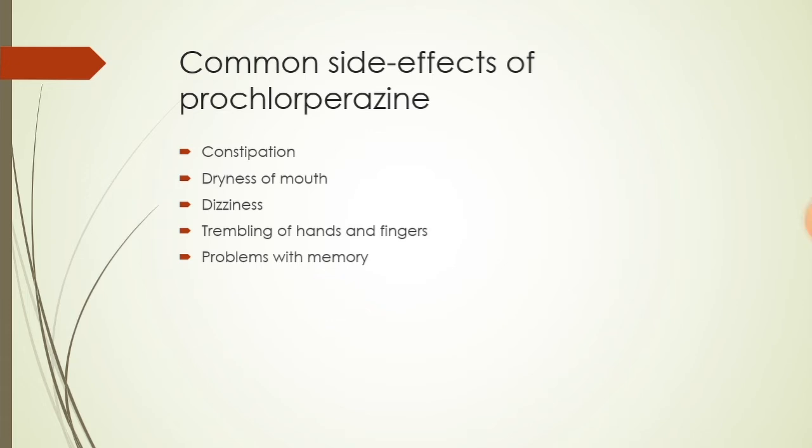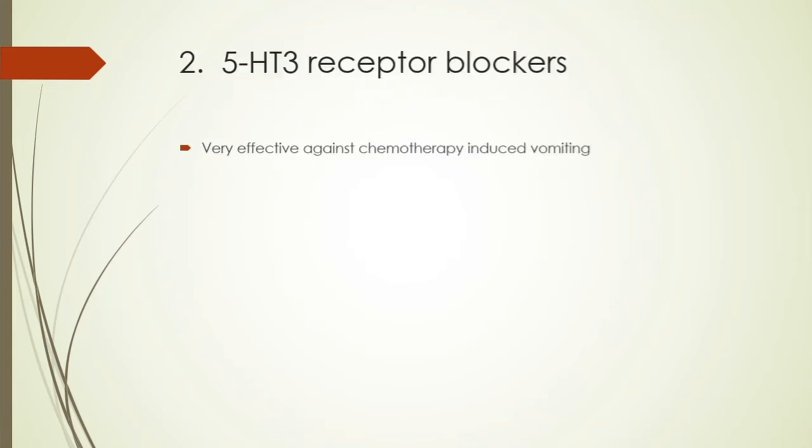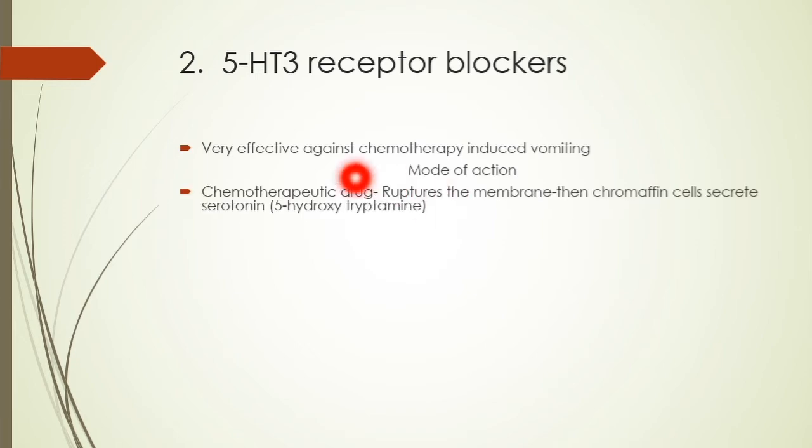Okay, let's move forward to our second class of anti-emetic drugs, which is 5-HT3 receptor blockers. 5-HT3 receptor blockers are very effective against chemotherapy-induced vomiting, meaning they are effective against the vomiting that is induced by anti-cancer agents or chemotherapeutic agents like dactinomycin. Now, here we have the mode of action of 5-HT3 receptor blockers.